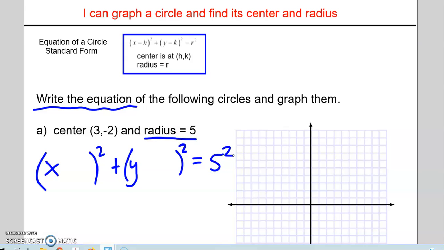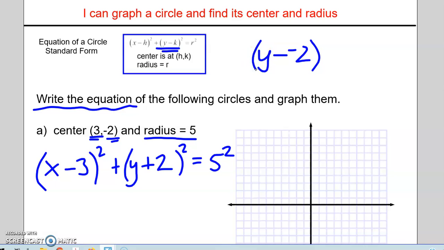And then the quantity next to the x is going to be the opposite of the x value of my center, so that's going to be minus 3. And the quantity next to the y is going to be the opposite of this, which is positive 2. So this y plus 2, you're maybe thinking, well, how does that look like that? Well, it's just y minus negative 2, right?